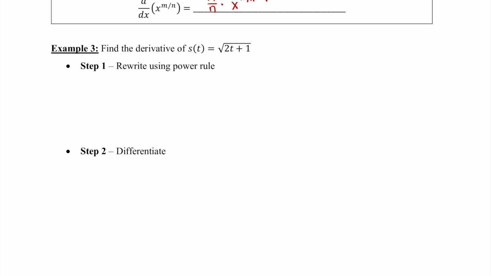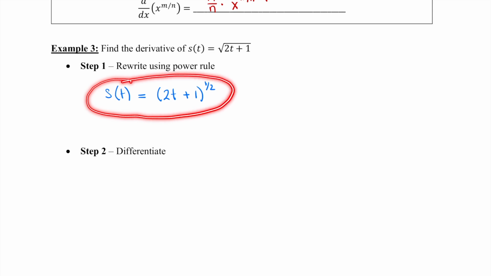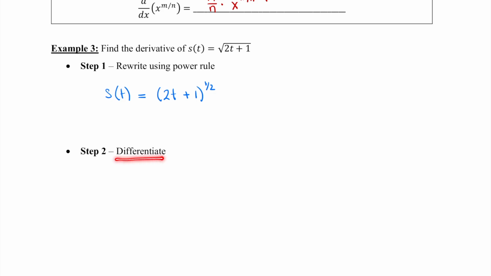Now, let's apply this to an example. We want to find the derivative of s of t equals square root of 2t plus 1. First, rewrite the square root as a power. So s of t is 2t plus 1 to the 1 half. Step 2, we need to differentiate s of t. S of t is 2t plus 1 to the 1 half power.